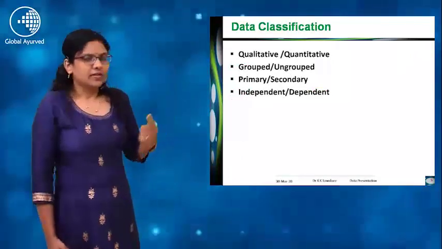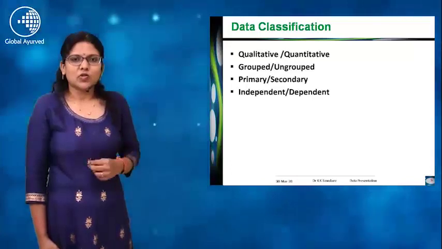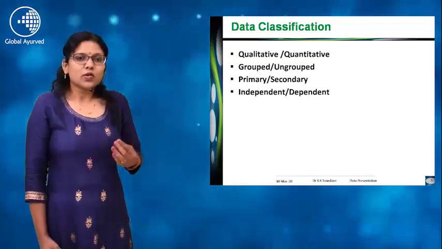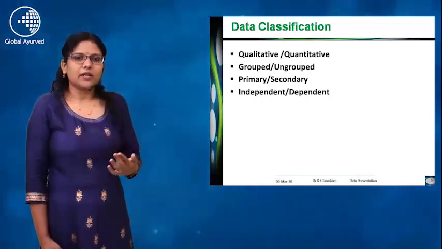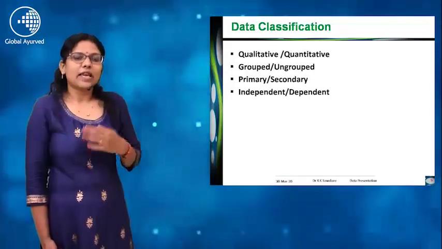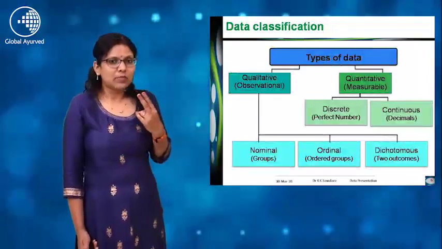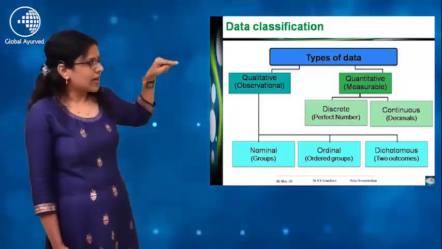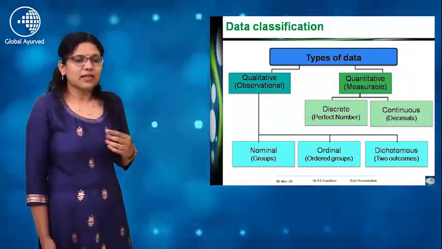Data classification. There are basically two main types of data, qualitative data and quantitative data. Besides this, we can also classify data as group data, ungroup data, primary data, secondary data, independent data and dependent data, we can classify the data in this way also. But basically there are mainly two types of data. First one, qualitative data, and the quantitative data. So we will see one by one.